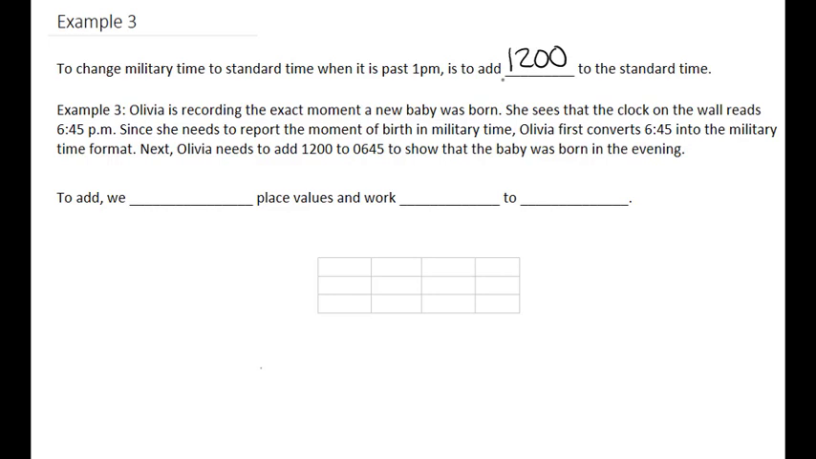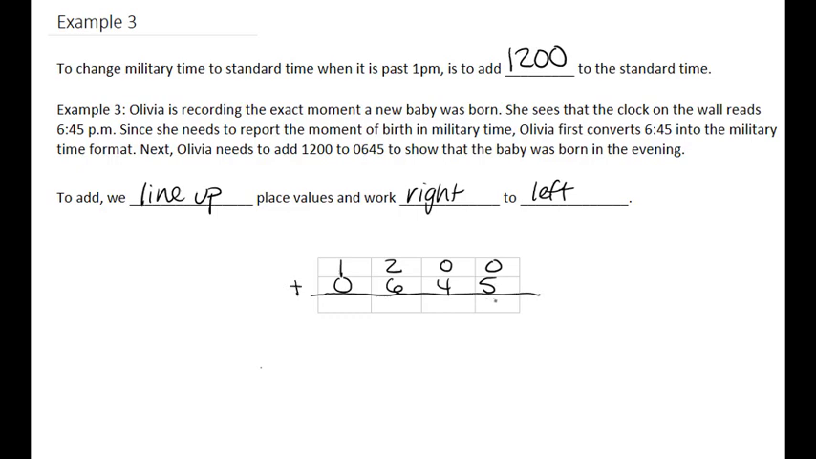And so, for us to add, we line up place values and work right to left. So let's go ahead and work out the math here. So we have 1200 for the first one, and then we have 0645 to represent 6:45 p.m. And we have to add the 1200 to show that's in the evening. And so we add this together.